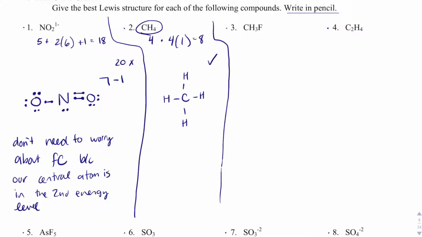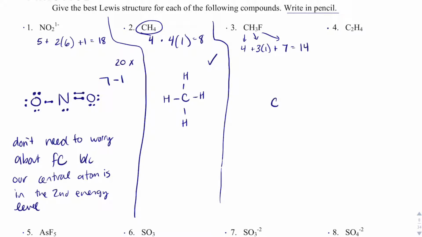Okay, let's look at number 3. Carbon has 4 valence electrons. Hydrogen has 1, but there's 3 of them. And then fluorine is in family 7A, so it has 7 valence electrons. When I add this up, I get 4 plus 3 is 7, plus 7 is 14 valence electrons.